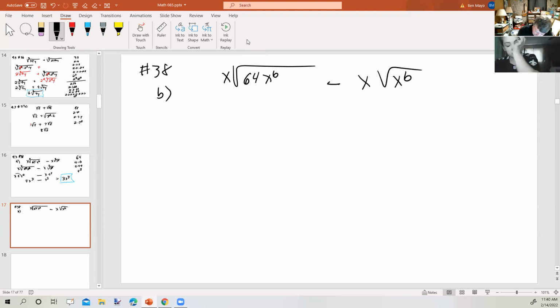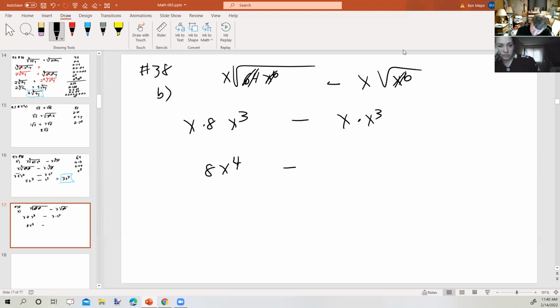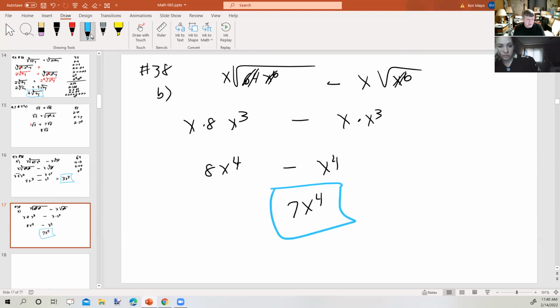Okay. So we have an x outside. The square root of 64 is 8. The square root of x to the 6th would be x cubed. So this is 8x to the 4th. I've got an x outside. The square root of x to the 6th would be x to the 3rd. So this is x to the 4th. So 8x to the 4th minus 1x to the 4th is 7x to the 4th. So we change the index, which gives us a different answer.